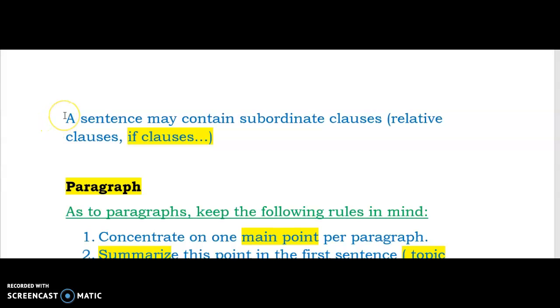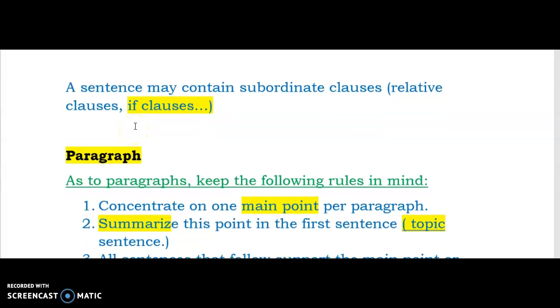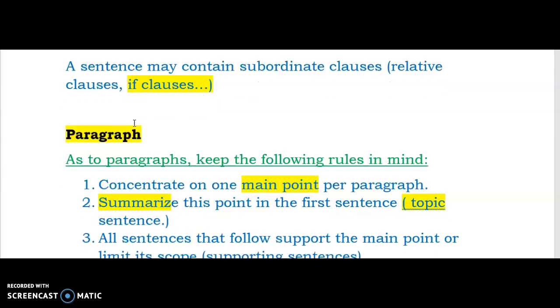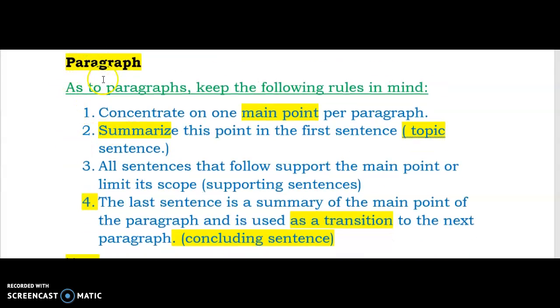A sentence may contain subordinate clauses, relative clauses, if clauses, all of these different clauses. And you understand clauses mean subject and verb, right? They're just like a sentence. It may have an object. Now move on to paragraph.